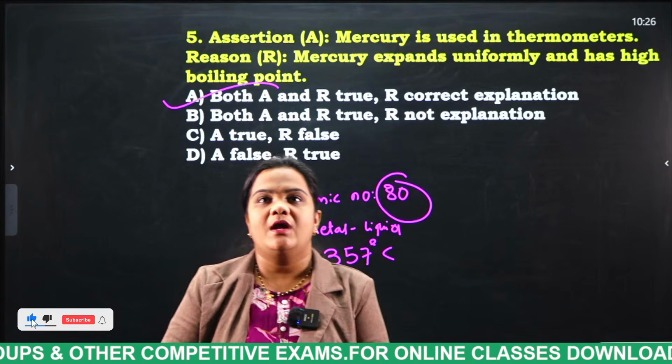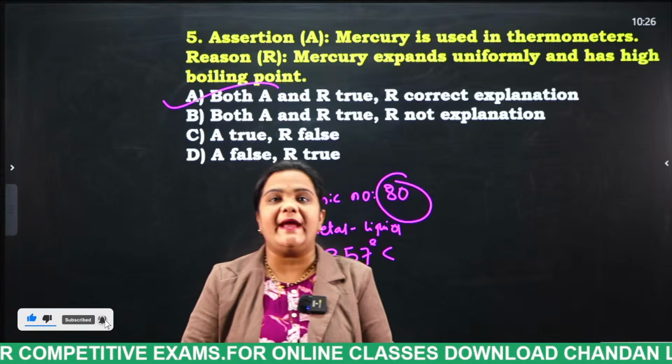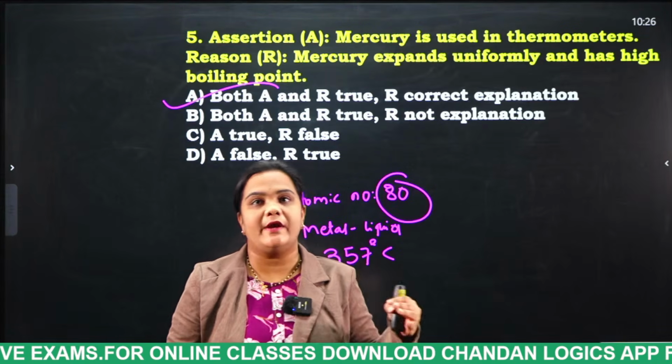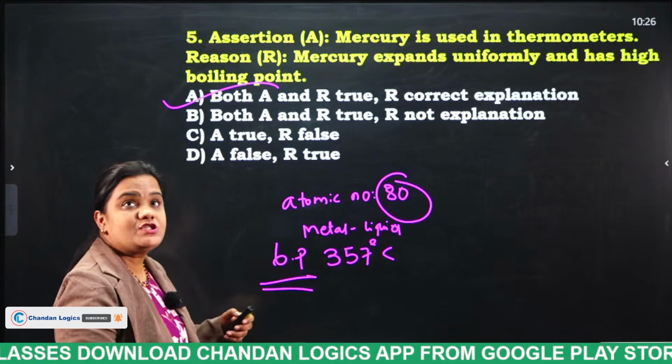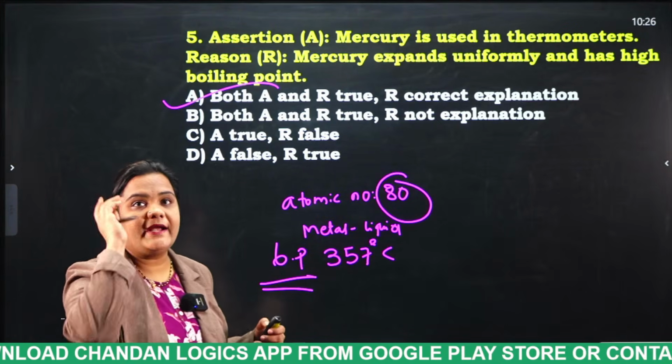Okay, done. If we add mercury to any other element, it is going to be called an amalgam. Remember, very, very important. Okay, next question.